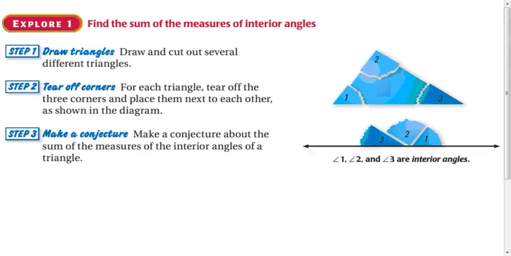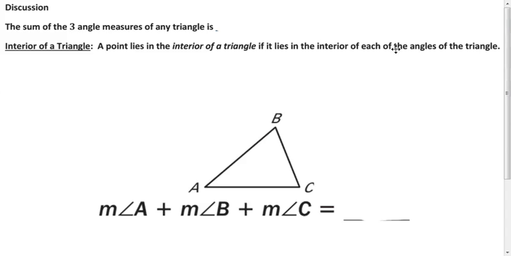So you might have already known this. Based on the picture, it looks like those three angles form a straight line, so we know that they add up to 180 degrees. And so that's called the sum of the interior angles of a triangle. So if you'd like a picture, here you have one. So no matter what type of triangle we have, those will always add up to 180 degrees.